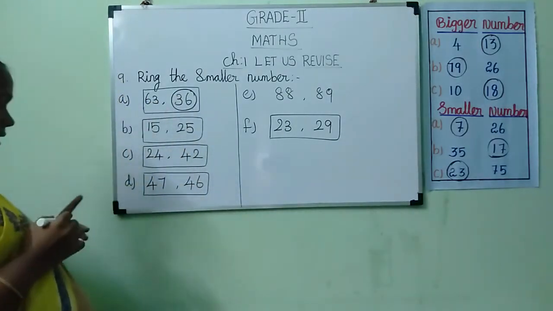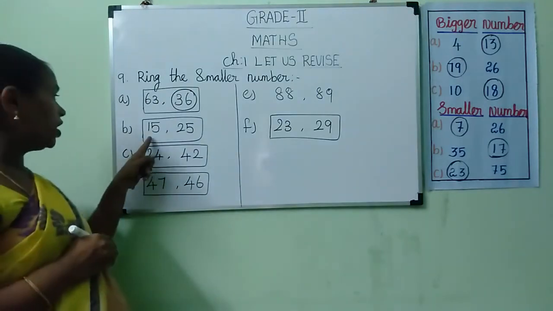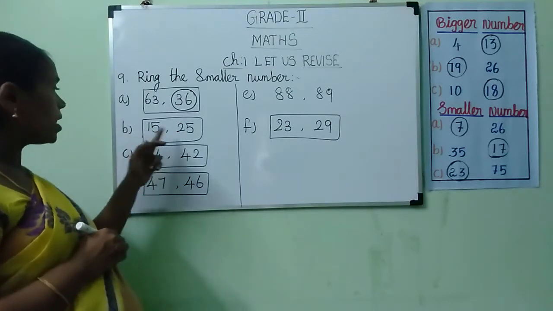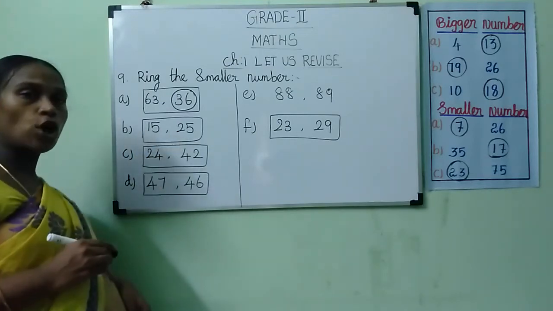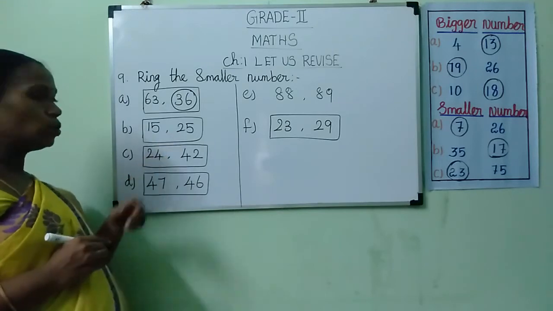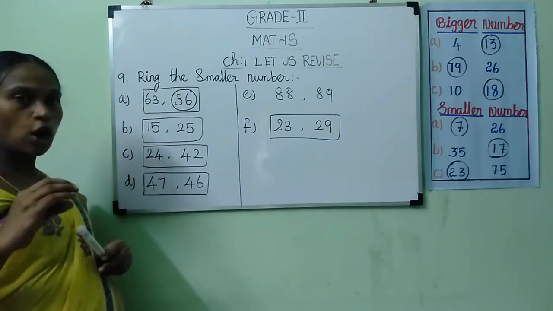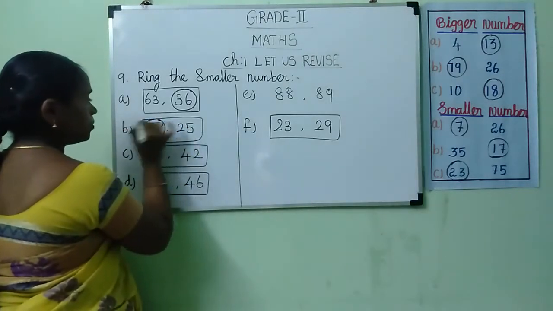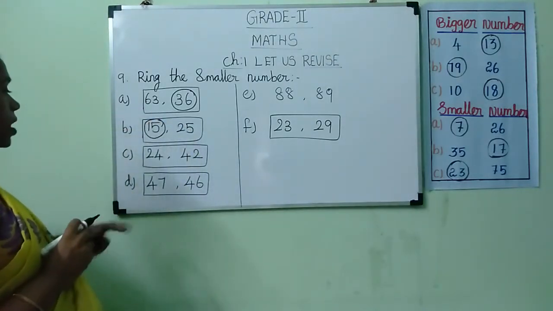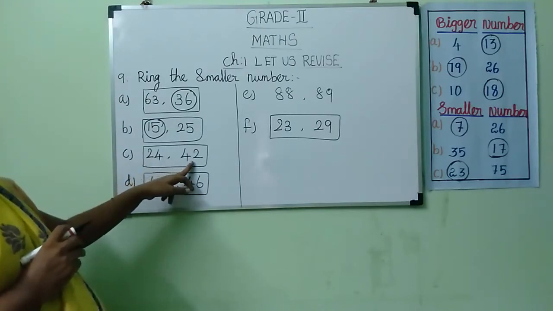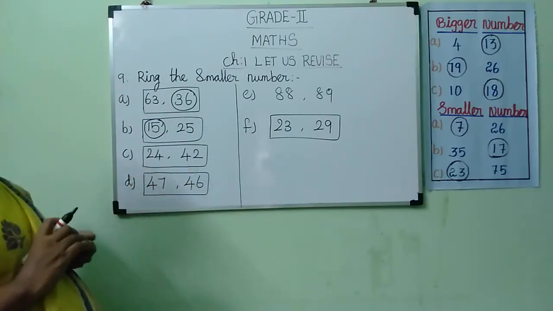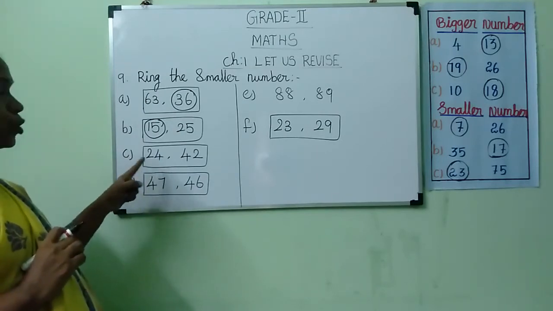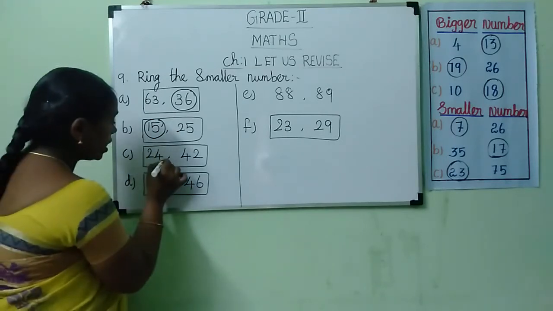Okay children. The next one, 15 and 25. See, in tens place, 1 and 2. Which number is a smaller number? 1 or 2? 1 is the smaller number. So you should put the circle on 15. Okay, the next one, 24 and 42. Which number is a smaller number? 24 or 42? Yes, 24 is a smaller number. So you should put the circle.